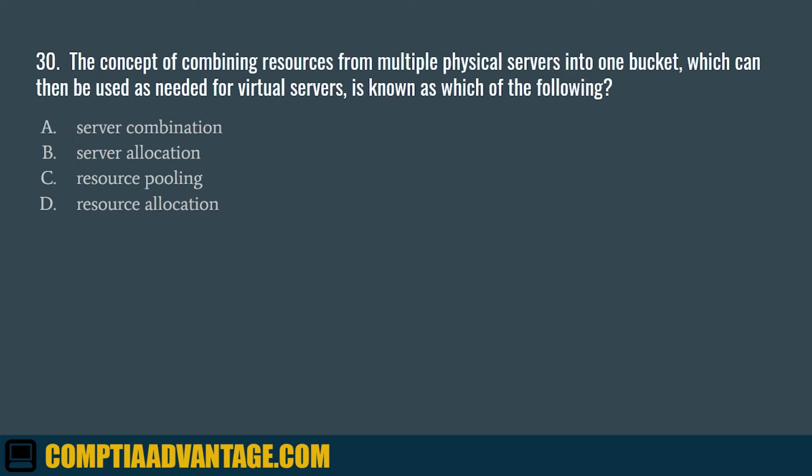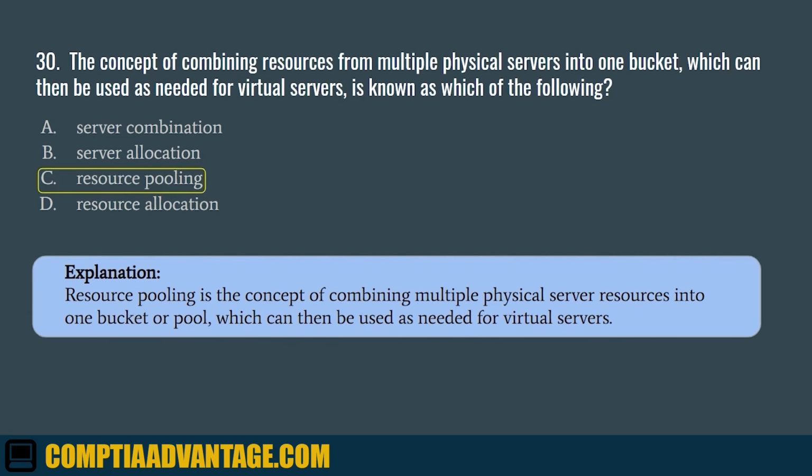Question 30. The concept of combining resources from multiple physical servers into one bucket, which can be used as needed for virtual servers, is known as which of the following? A. Server combination. B. Server allocation. C. Resource pooling. D. Resource allocation. The correct answer is C. Resource pooling. Resource pooling is the concept of combining multiple physical server resources into one bucket or pool, which can then be used as needed for virtual servers.